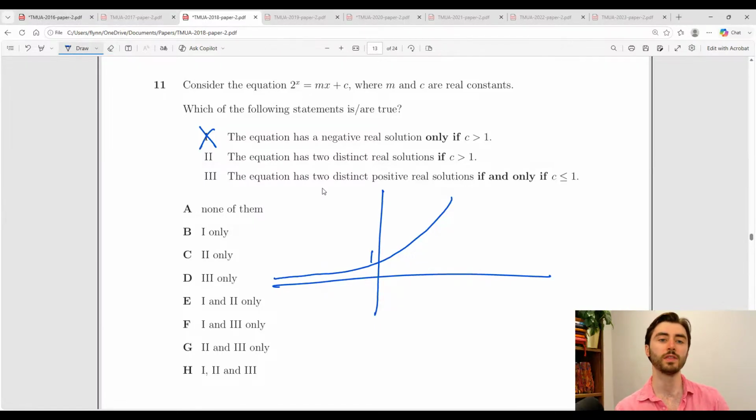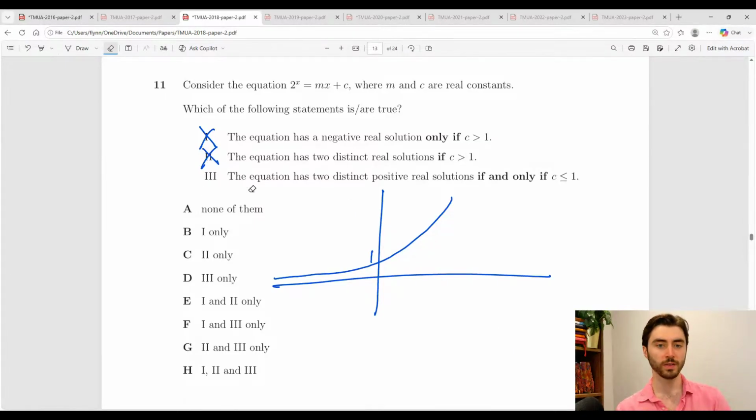So here, the equation has 2 distinct real solutions if C is bigger than 1. Well, that also doesn't have to be true, because if C is bigger than 1, you could have a negative gradient, and then you only have 1 distinct real solution, not 2. So that doesn't have to be true.